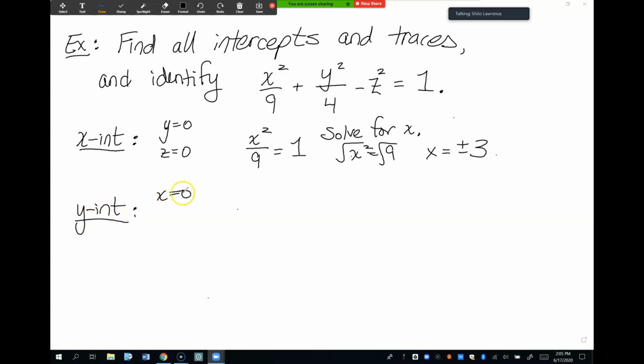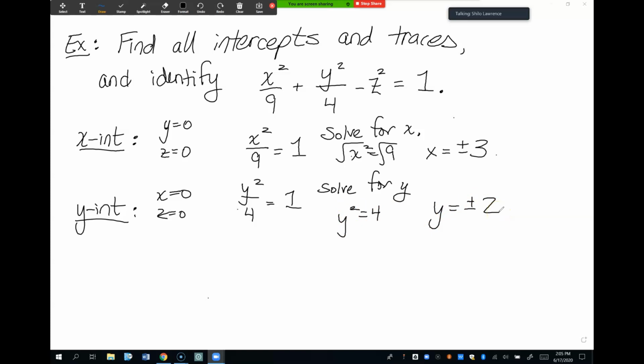For y-intercepts, we're going to let x equals 0, z equals 0. If we do that, we're left with y squared over 4 equals 1. And we're going to solve for y. So multiply the 4 over, square root both sides. We get y equals positive and negative 2.